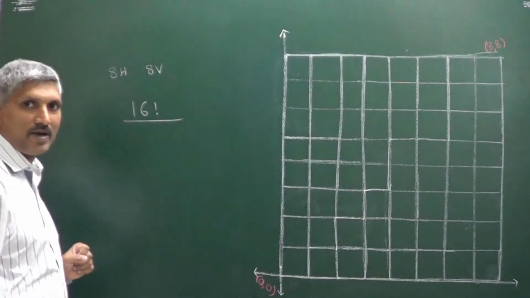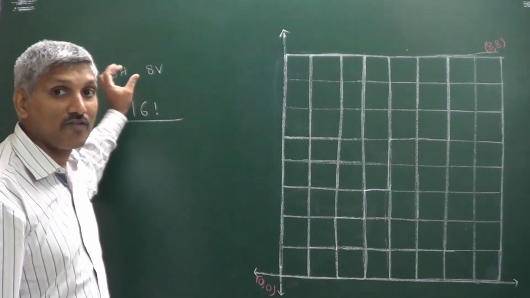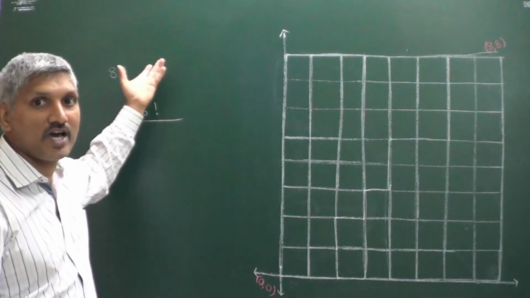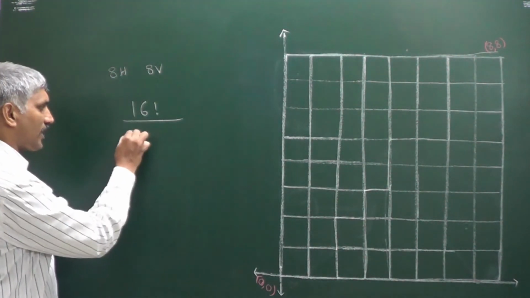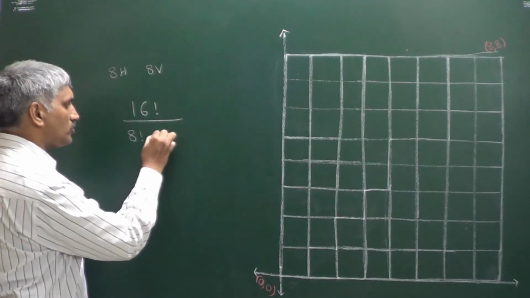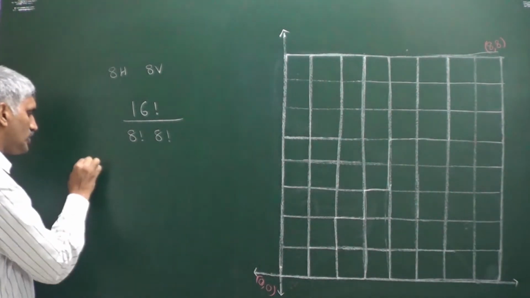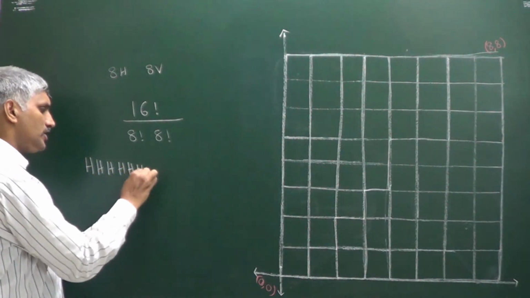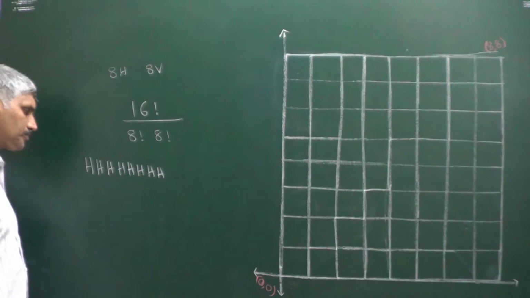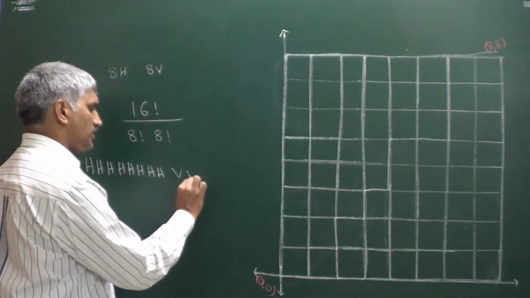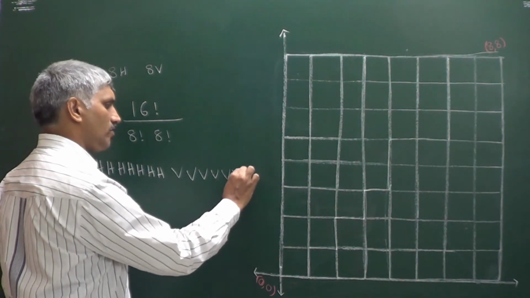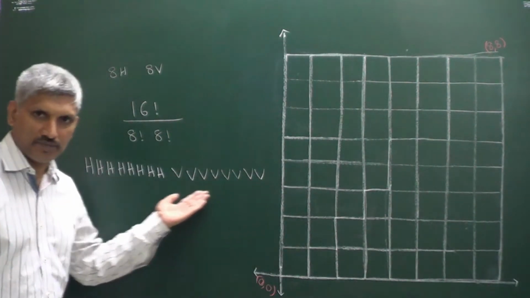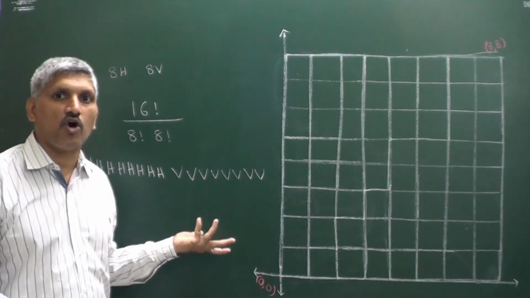16 factorial, by total 16 steps. Out of those, the 8 horizontal steps are identical and the 8 vertical steps are identical. So that's why it is 16 factorial divided by 8 factorial into 8 factorial. This is nothing but H like that, how many times do we have? 8 times are there. Similarly vertical, vertical, also we have 8 times. These letters can be arranged in how many ways?